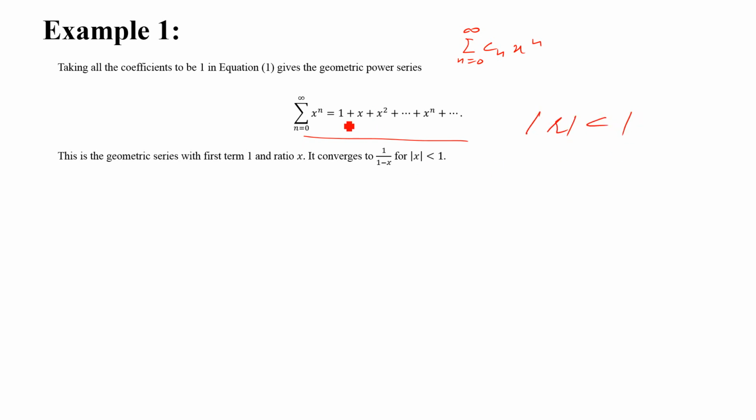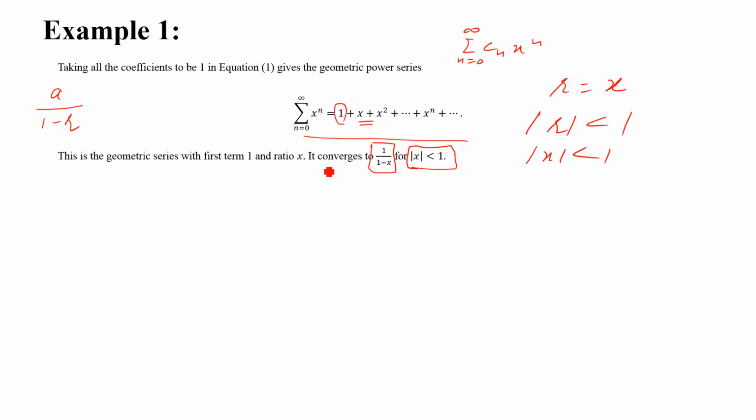Now in this case, the first term is 1 and r here is x. So this series will be convergent if |r| is less than 1, that is, if |x| is less than 1. Now what is the sum of the series if |x| is less than 1? We know that the sum of a geometric series is a, that is the first term, over 1 minus r. Now a in this case is 1, so the sum of the series here is 1 over 1 minus x.